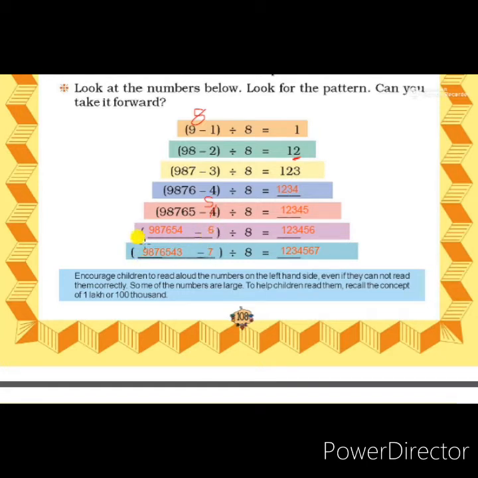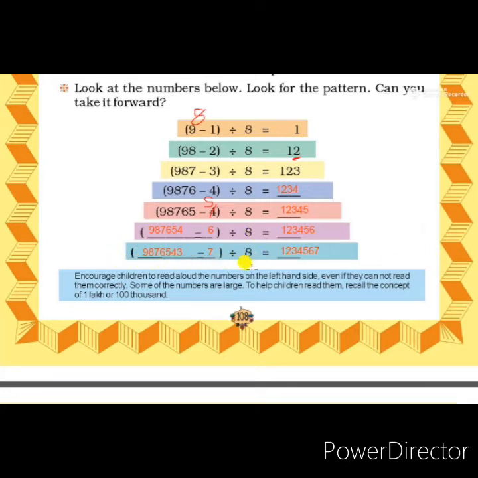So 9,87,654 minus 6 divided by 8 equals, the answer will have 1 more number there. The answer will be 1, 2, 3, 4, 5 and 6. We have to add the 6 also there. That means 1,23,456 is the answer. Now one more box is given for us to complete.